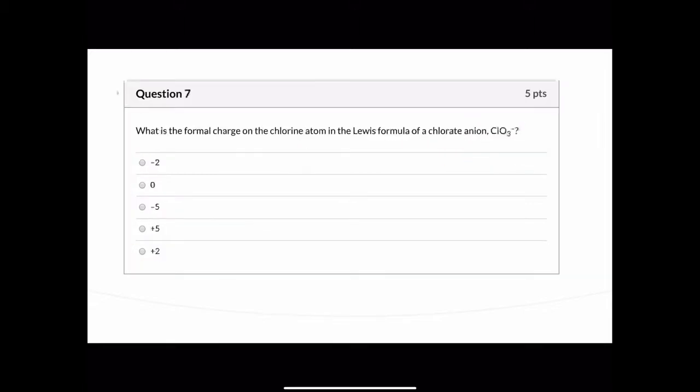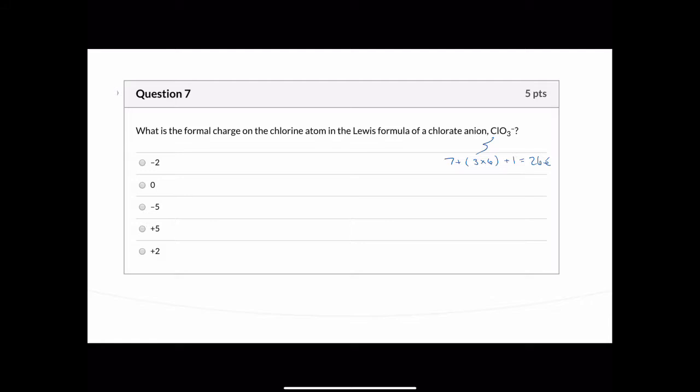The next question asks us, what is the formal charge on the chlorine atom in the Lewis formula of a chlorate anion, ClO3-? So the best thing to do here is to tally up the total number of electrons in chlorate. I have 7 valence electrons for my chlorine. Oxygen has a total of 6 valence electrons, but there's 3 of them. So 3 times 6 is 18, plus 7, plus 1. That gives me a total of 26 electrons.